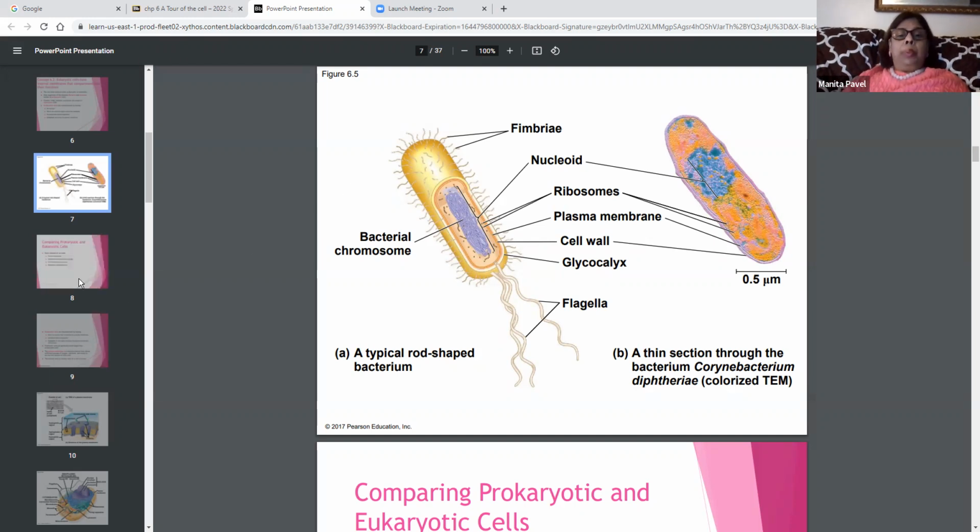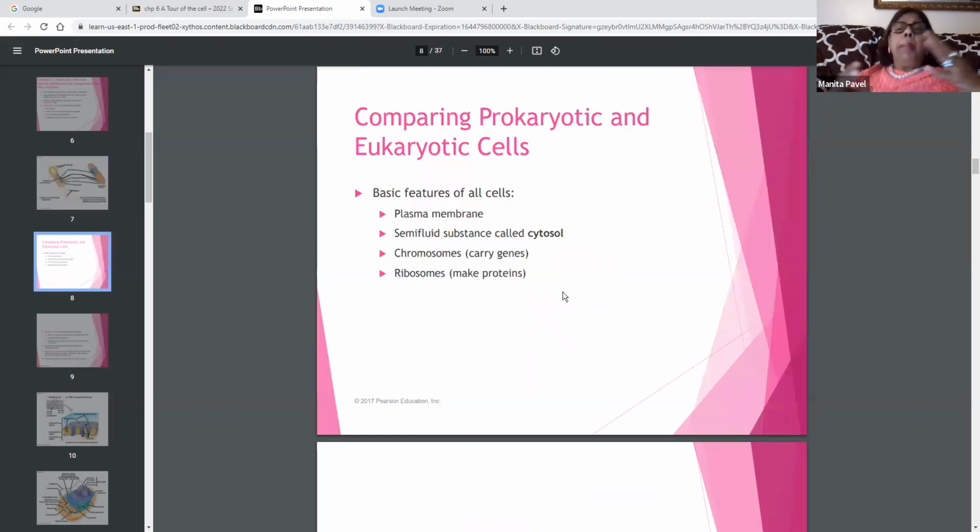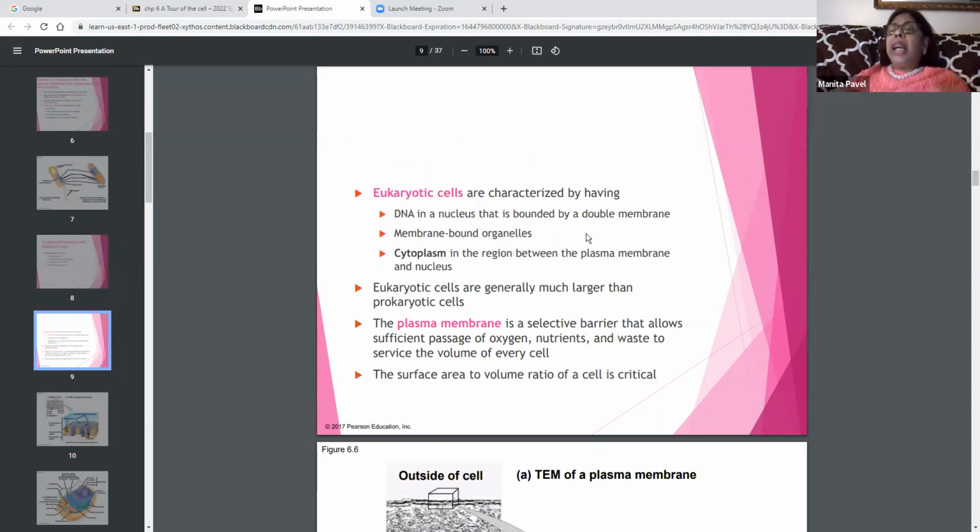So let's go now to what are the main features that all cells should possess. All of the cells should have a cell membrane. They should have cytosol, which is a semi-fluid substance. They should have chromosomes present, which carry the genetic information, or the genes, and ribosomes, which will carry out protein synthesis. So we see now in eukaryotic cells, Protista, fungi, plantae, animalia, all these kingdoms belong to eukaryotes.